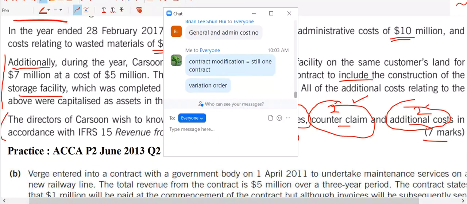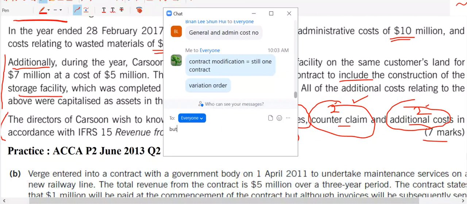VO in construction is very common. When there's a change in the scope, when there's a change in design, when there's a change in the cost, when the contractor wants to claim from the customer a little bit more, they will discuss and come up with a variation order. So from a legal perspective, we do not see a variation order as a new contract. The VO is still for the one contract. It is still there, but we have a supplementary or sub-condition, a new one to be included inside the same one contract.